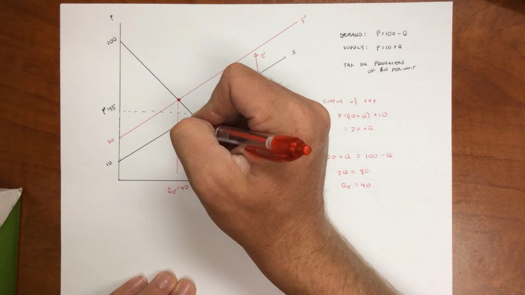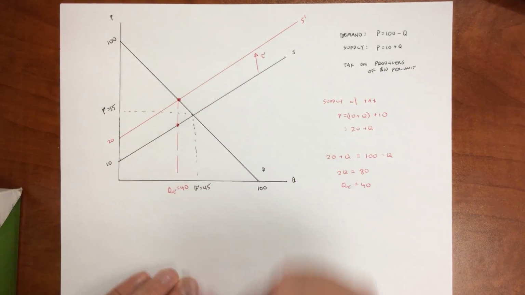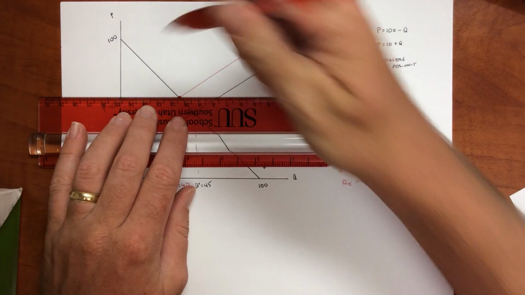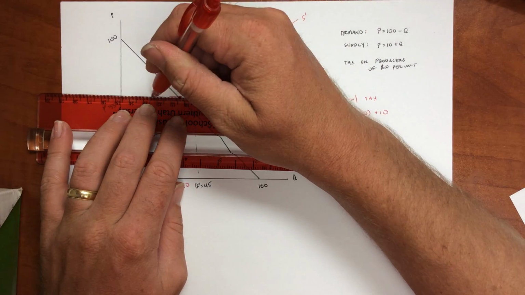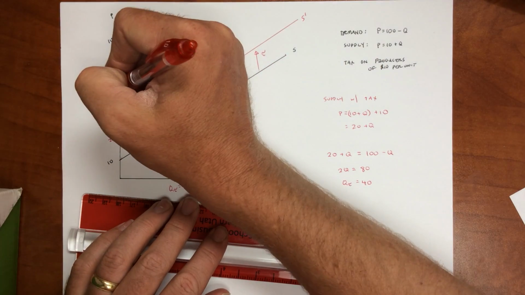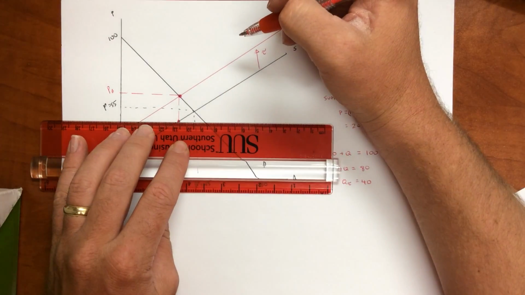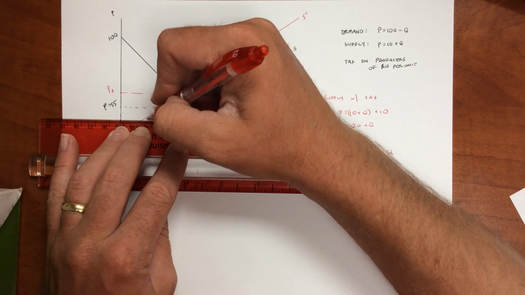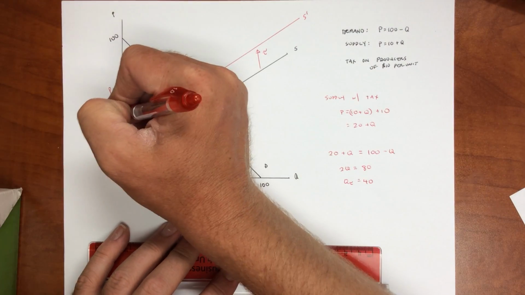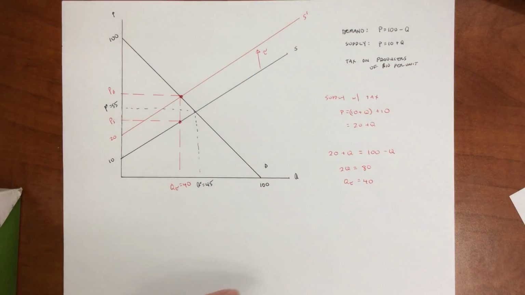Now there are two points I need to look at. One is the price to the buyer, the other is the price to the seller. So I take that 40 and put it into my original demand equation. That's the price that the buyer must pay. I take that 40 and put it into the original supply equation. That's the price that the seller receives. So let's go ahead and do that.